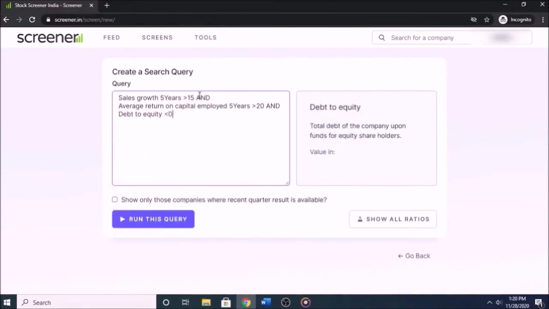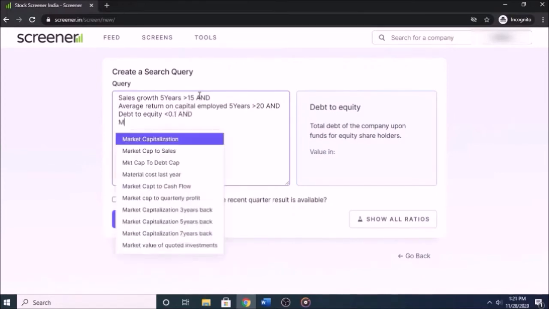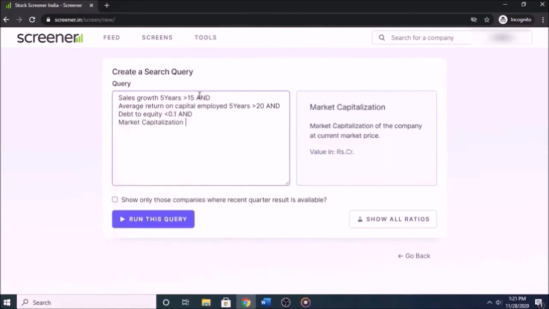I would say less than 0.1. But as I mentioned, you can even include 0.3. That's fine. But I'm a little bit risk averse, so I would put 0.1. And as I mentioned, I would look at companies which have more than market cap of 1,000 crore.